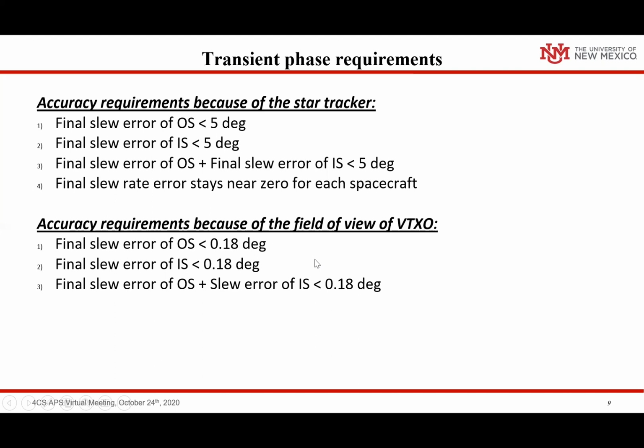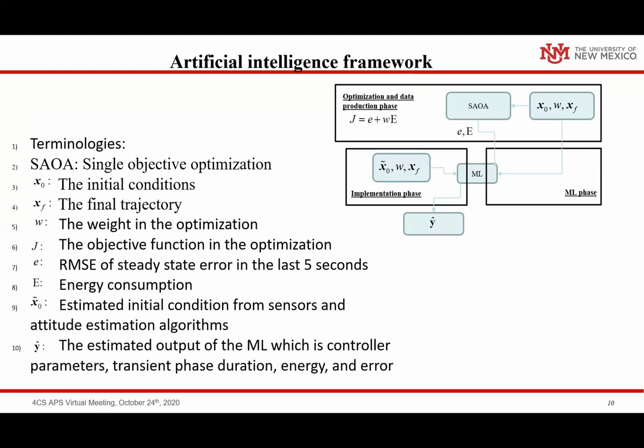Then the accuracy requirements, because of the field of view: the final slew error of the optic satellite should stay less than 0.15 degree. For the imaging satellite, the final slew error should stay less than 0.118 degree. And the final slew error of the optic satellite plus the final slew error of the imaging satellite should stay less than 0.18.